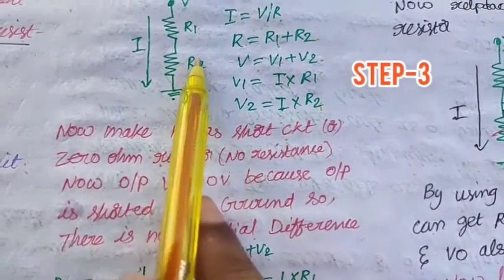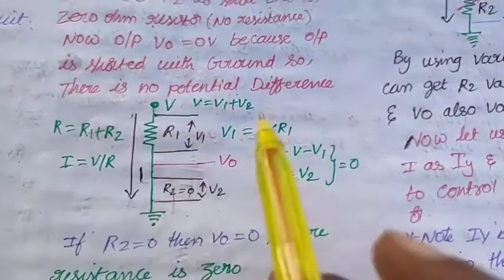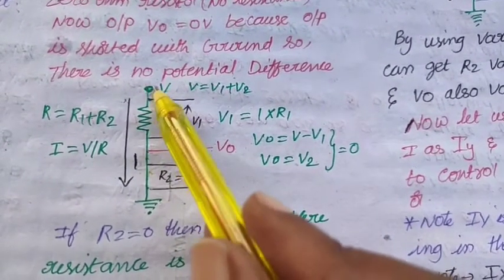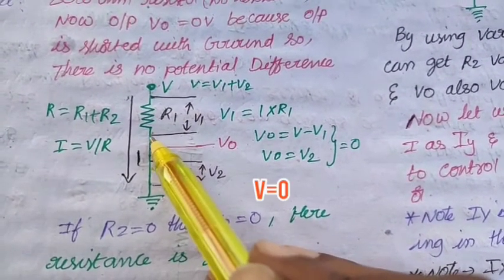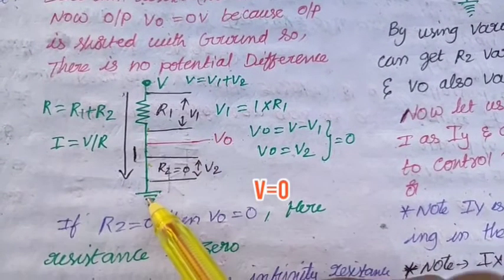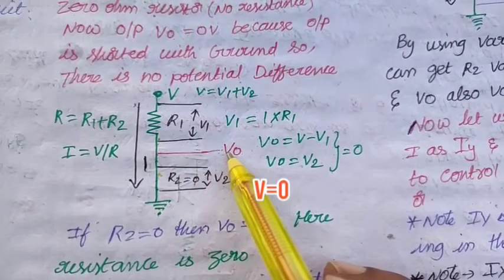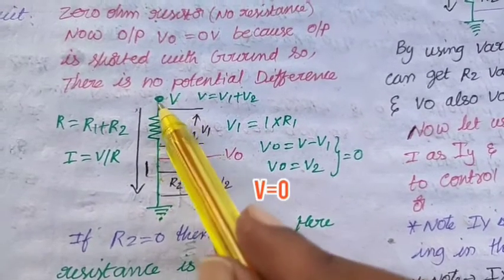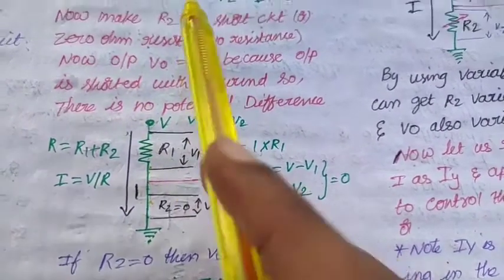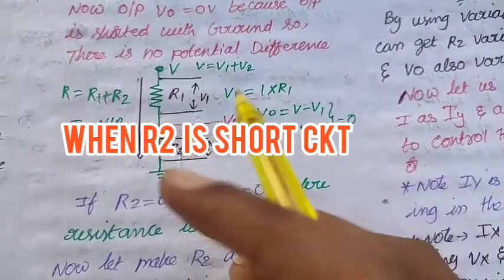Now, the third step is to make R2 a short circuit. We have to make this a short circuit. Here R2 has been made a short circuit. When we apply voltage, it flows to the resistor, and it flows to the ground, not to the output, because the ground has very little resistance compared to the normal terminals. So all the applied voltage or current is forced to the ground, so the output is 0. Remember, when R2 is a short circuit, the output is 0.